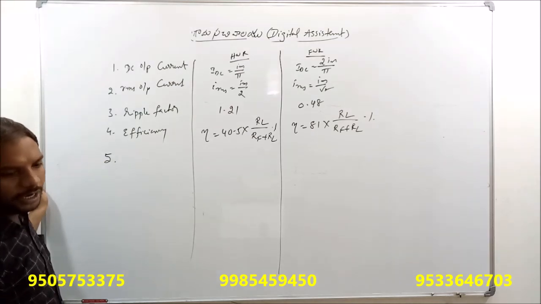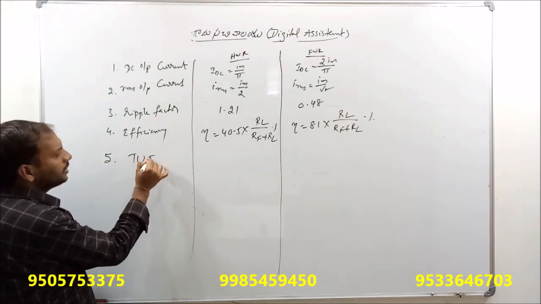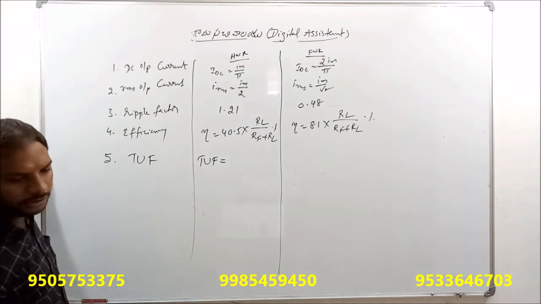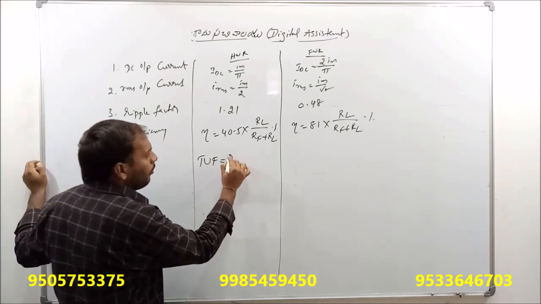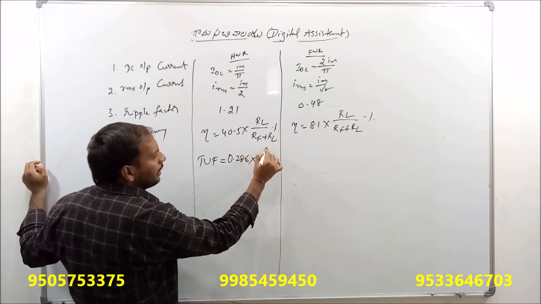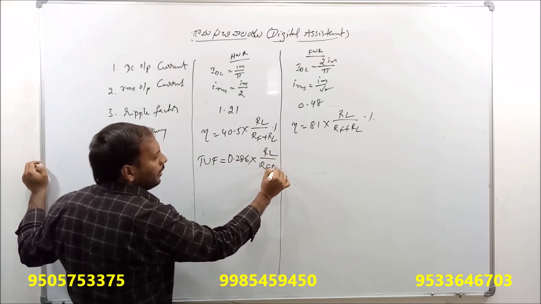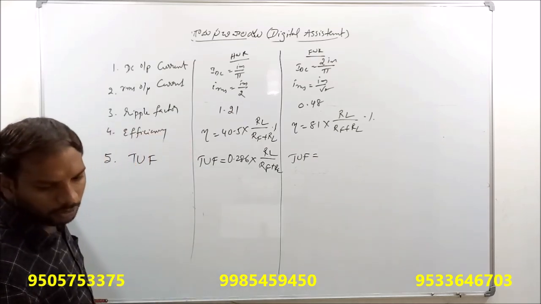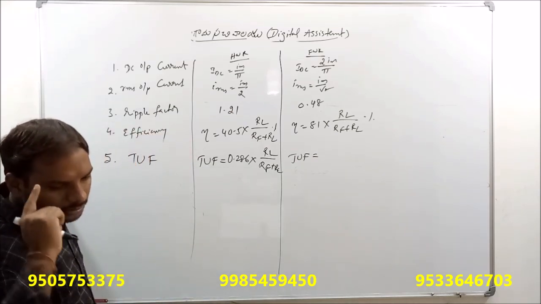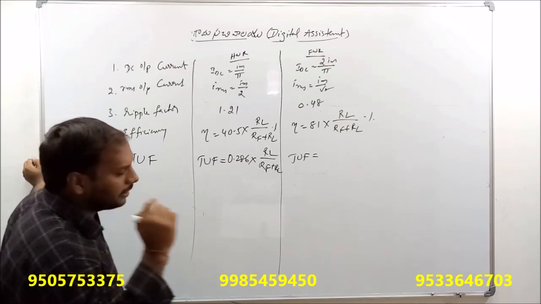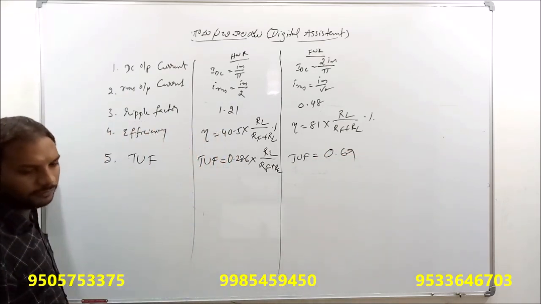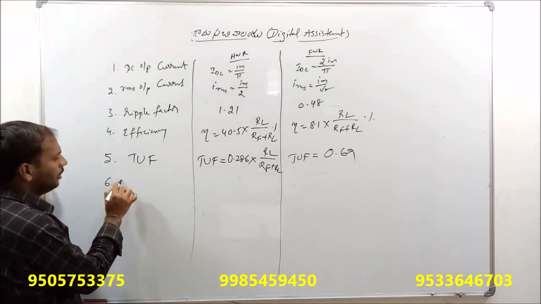Finally, the transformer utilization factor TUF is equal to 0.286 into the same factor RL by RF plus RL. So now here the transformer utilization factor, how much will we be getting? 0.69. It is a fixed value, 0.69, for the transformer utilization factor.